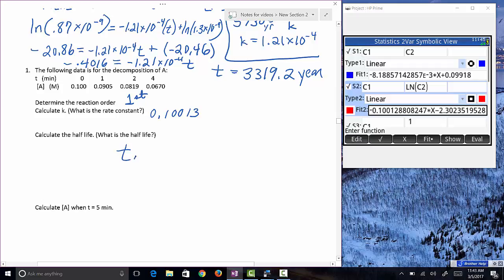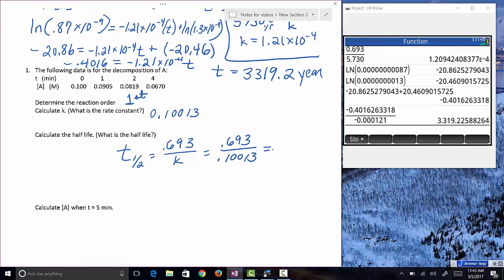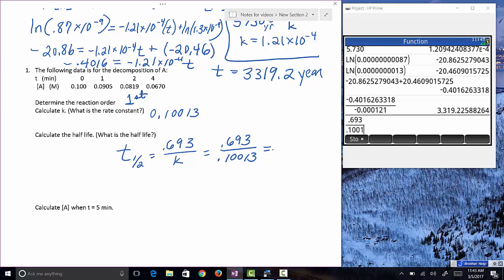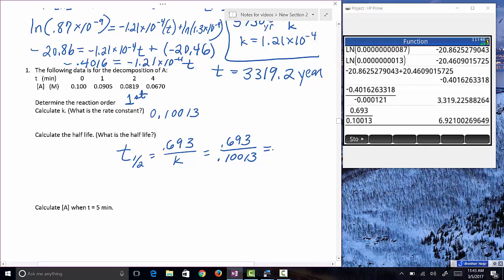Half-life, if it's first order, T1/2 is 0.693 over K, which is going to be 0.693 divided by 0.10013. Here our data was in minutes, so this half-life is going to be in minutes. So now I have to go back to my function number and escape to get back to my calculator. So 0.693 divided by 0.10013 gives me 6.92 minutes as my half-life.